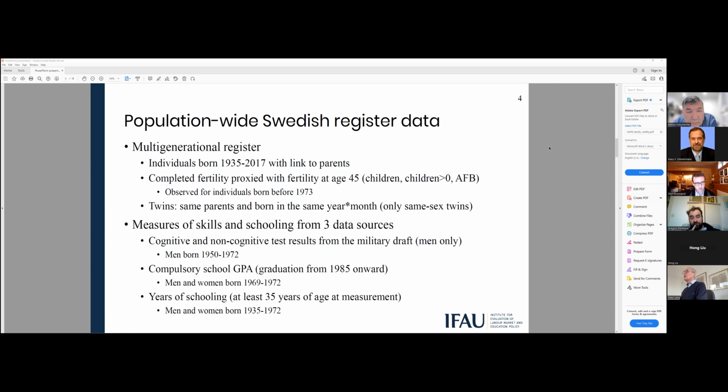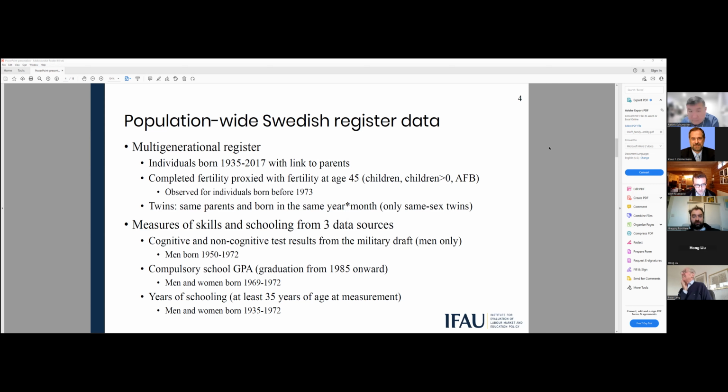The most important register is a multi-generational register, which contains individuals in Sweden born between 1935 and 2017. And here they're also linked to the parents, so we can see the identities of the parents. And obviously in this register, we can see if the individuals themselves appear as parents later on. So we get the fertility measures from this multi-generational register.